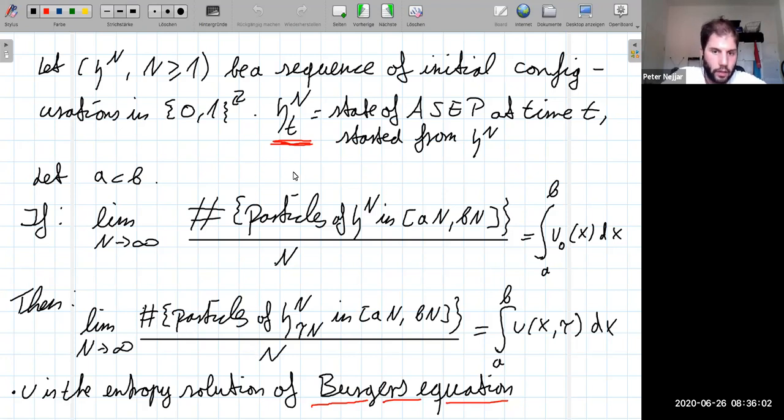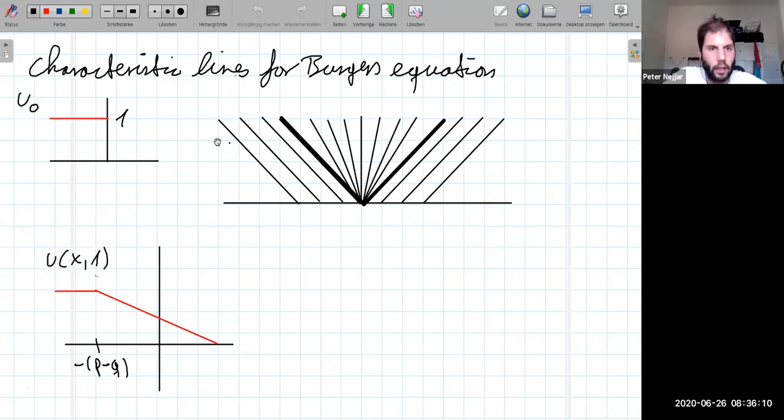This Burgers equation is a PDE, and one way you can solve it is using the method of characteristics. Let me say a few words about this. The idea is that you have your PDE with some initial data u0, and then you want to construct lines along which the solution of the PDE is constant. What I've illustrated here is one example.